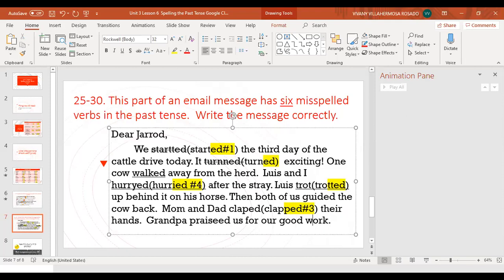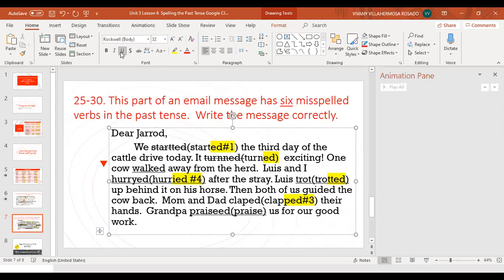Grandpa praised us for good work. And what did Grandpa do? He praised. This is a verb in the sentence. And what is the base form for this verb? Praise. So we realize that praise is a verb that ends with E. According to rule number 2, verbs ending with E, we drop the E and then we add ed. So we drop the E and then we add ed. So now it's praised. And this would be rule number 2.